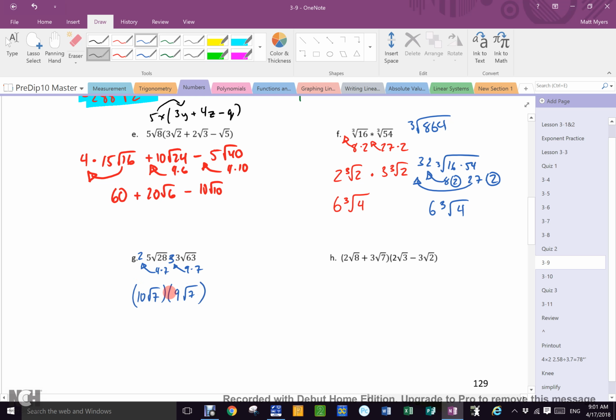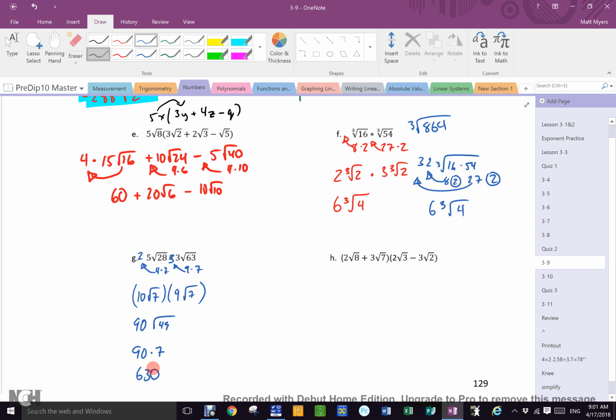Now, what's 10 times 9? 90. Technically, what's root 7 times root 7? Well, technically it's root 49, right? But we know the shortcut. We know root 7 times root 7 is 7. So this is really 90 times 7, which is 630. Good?